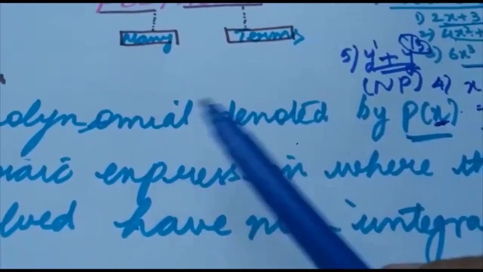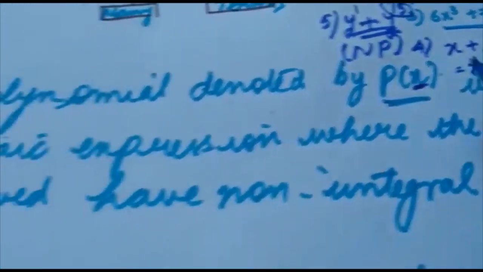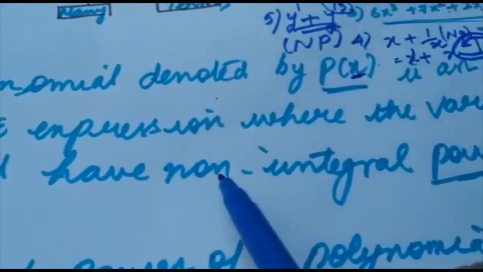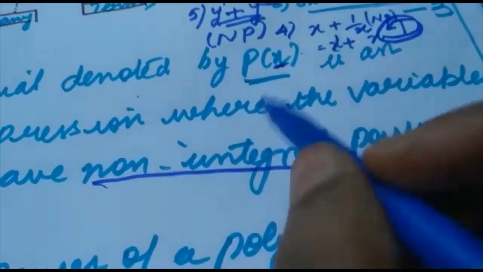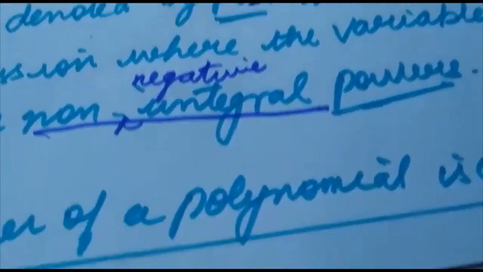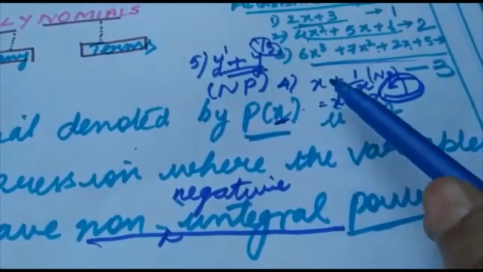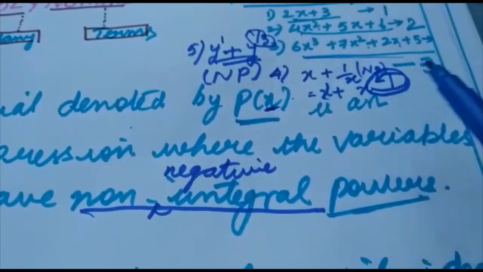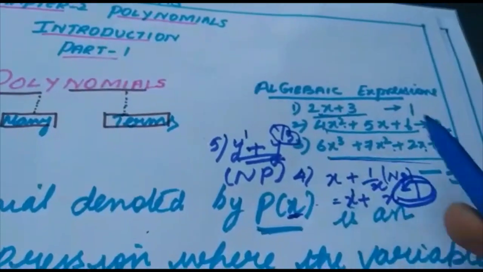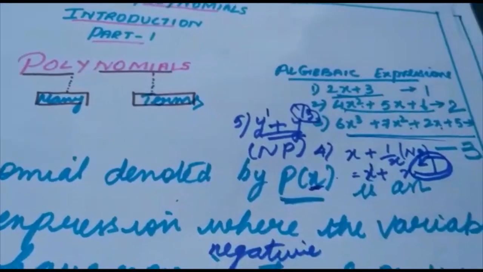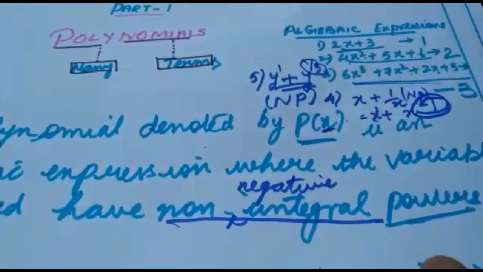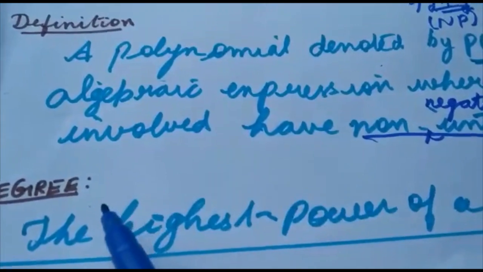So, a polynomial denoted by P of x is an algebraic expression where the variables involved have non-negative integral powers. That means the power of the variable should not be negative and it should not be a fraction also. This is mathematical language, but you can understand it in simple language. That is, the power should not be negative and the power should not be a fraction. Have you understood, children?